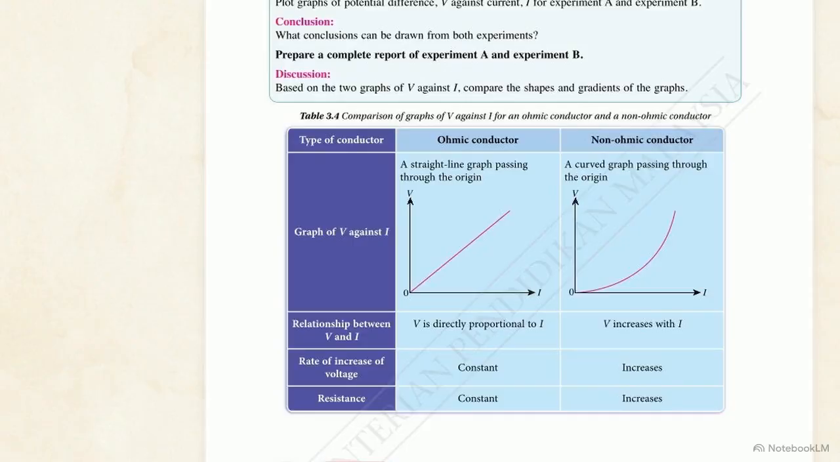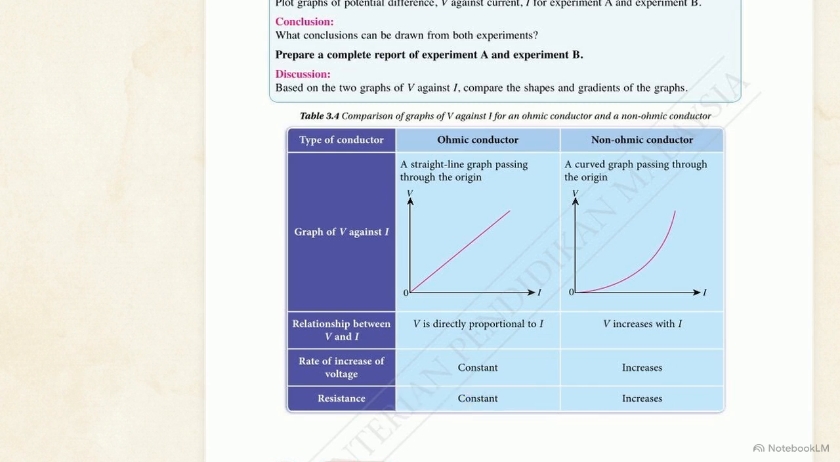Let's look at this comparison table. On the left, we have the graph for an ohmic conductor, like a constantan wire. It shows a perfect straight line passing through the origin. This means it strictly obeys Ohm's law. As the voltage increases, the current increases at the exact same rate. The resistance stays completely locked in place.